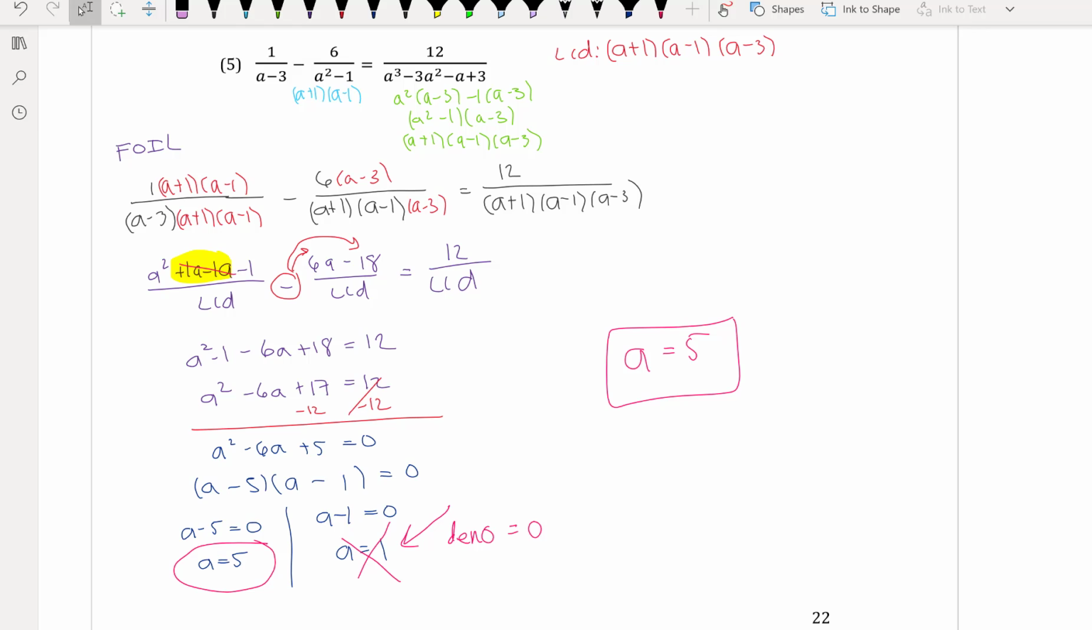I got that a was equal to 5 and a was equal to 1. But if I were to plug a equal to 1 back into my denominator, 1 squared minus 1, so 1 minus 1, is 0. That would give me a denominator of 0, which I absolutely cannot have. So the only answer that I can have here is 5. 5 does not give me a 0 in the denominator.